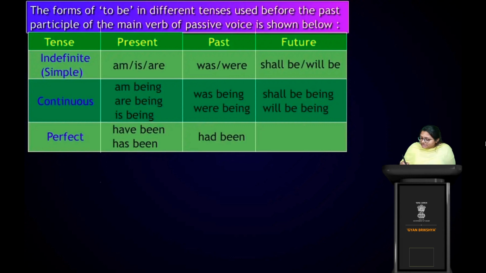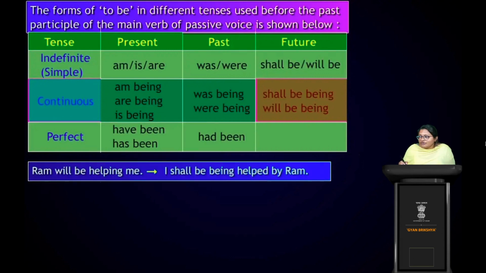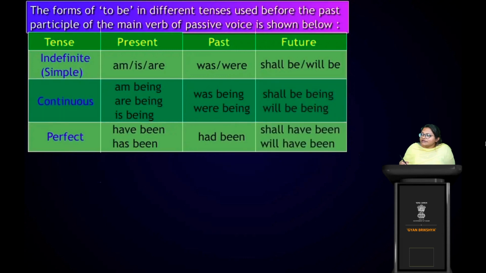Let's look at examples to make things more clear. Ram will be helping me. I will be being helped by Ram. So helping changes into being helped. Similarly, in case of perfect, this is shall have been or will have been.